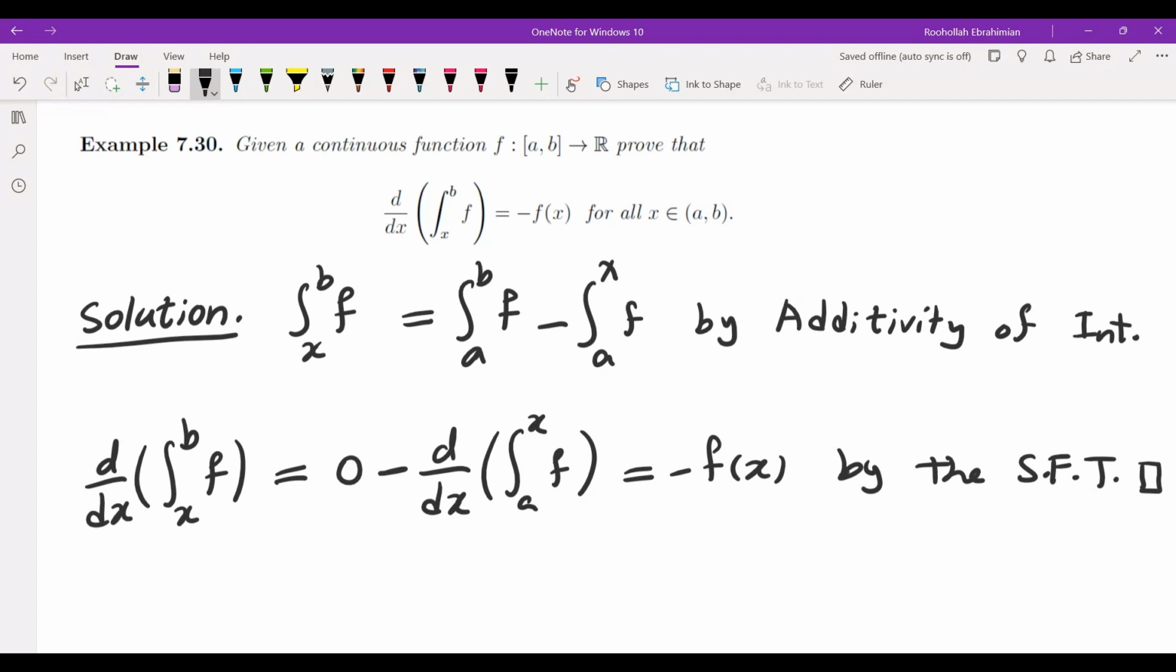So today we talked about the mean value theorem for integrals. We proved that, and then we used that to prove the second fundamental theorem. And that brings me to the end of this video.